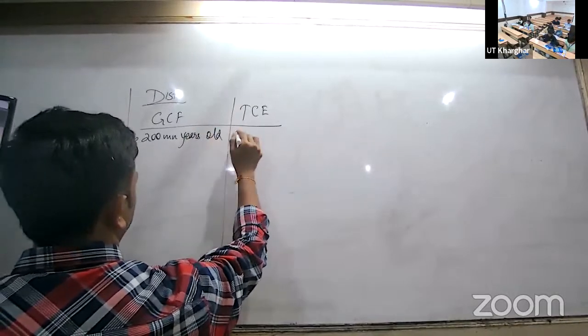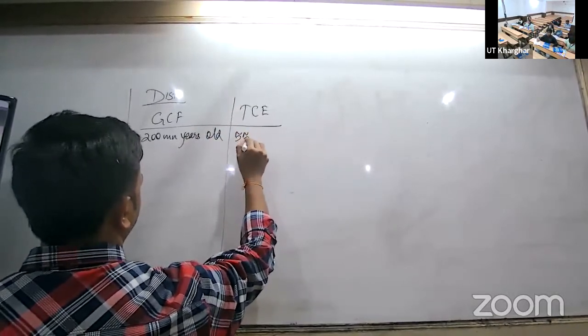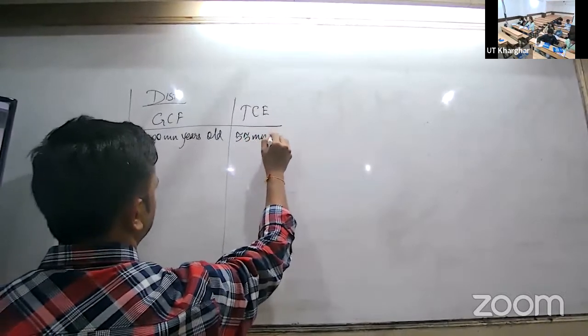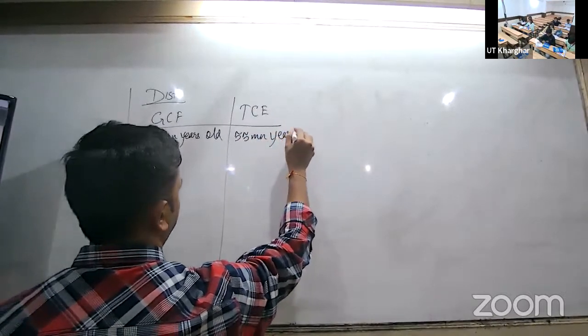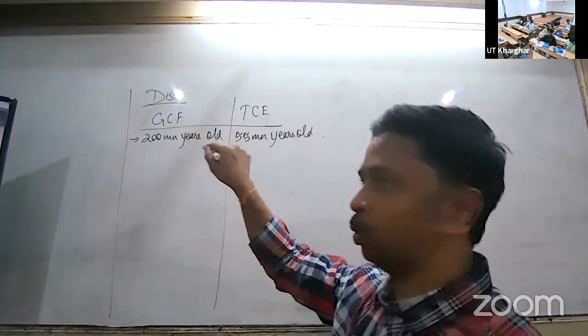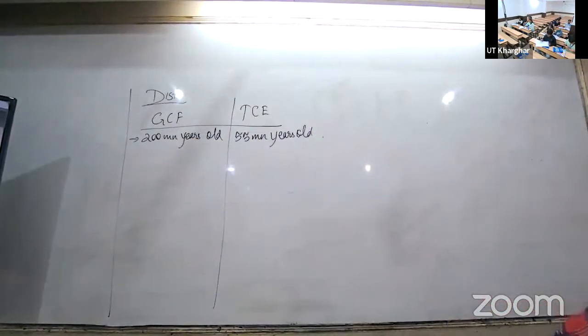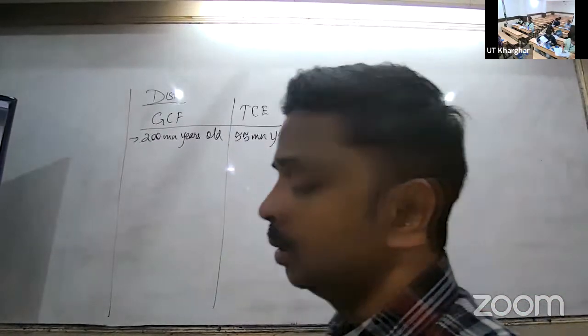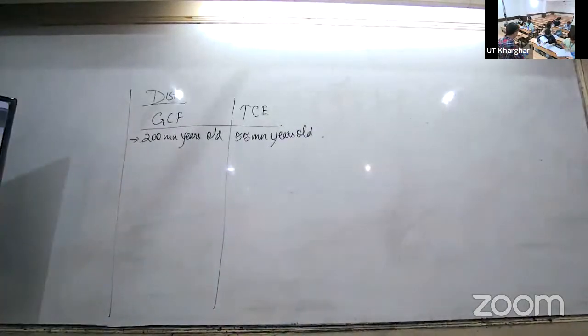On the other side, how many million years? Only 55, is it? 55. This is the first point. You write it in a full sentence. Let's see how you write this. Coal which is 55 million years old is tertiary, and which is 200 million years old is Gondwana.